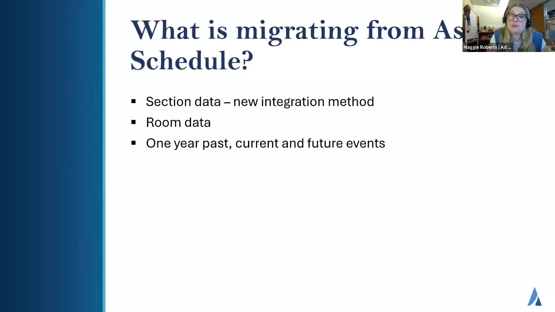A couple things that we are migrating are room data and current and future events. If you have a bunch of data for your rooms already set up in Astra Schedule, we're migrating that from Astra Schedule into Essential Scheduling for you, because we know the SIS doesn't necessarily hold a bunch of that data. Astra Schedule does, and it does it well. So we are doing the same thing, and we're talking a lot about that today. We're also migrating over current and future events.